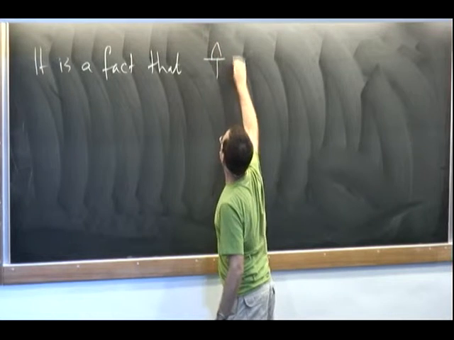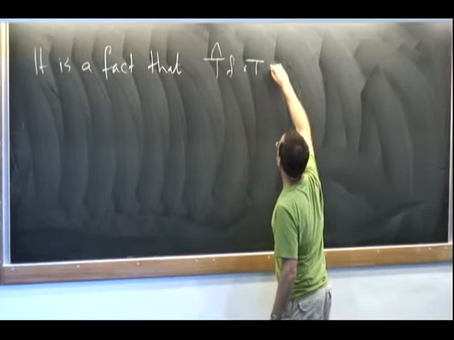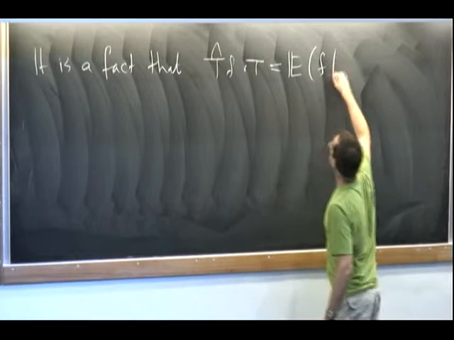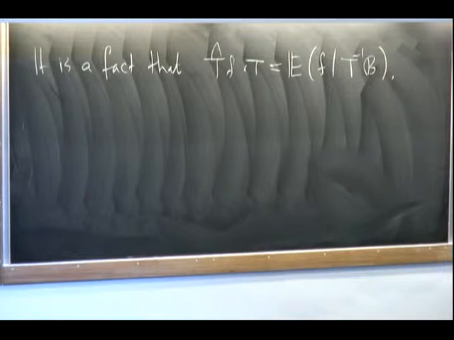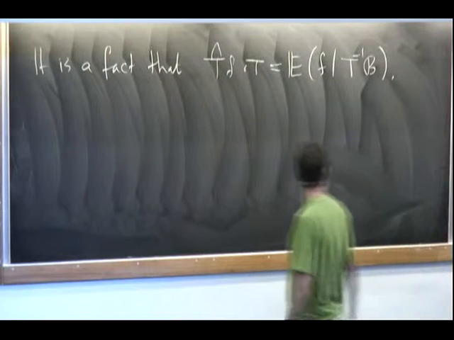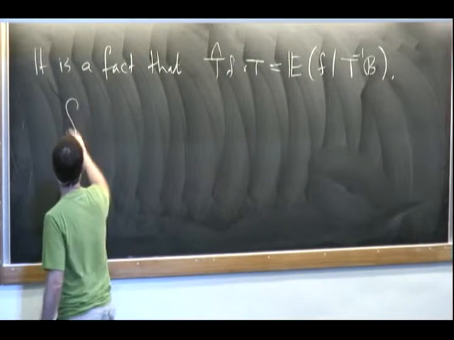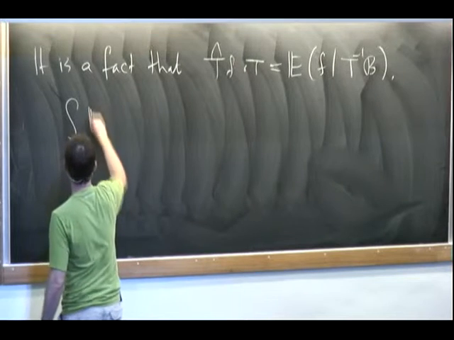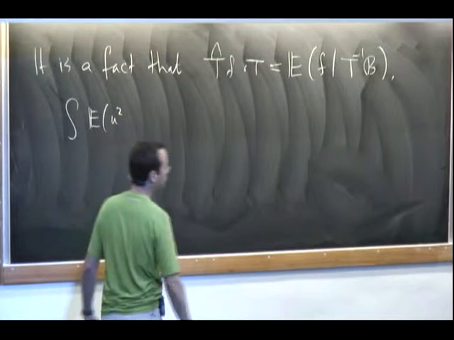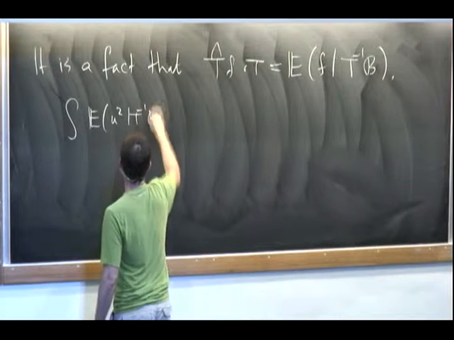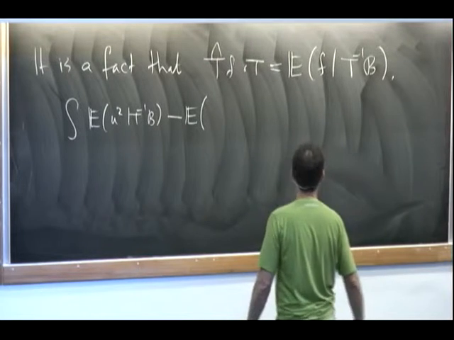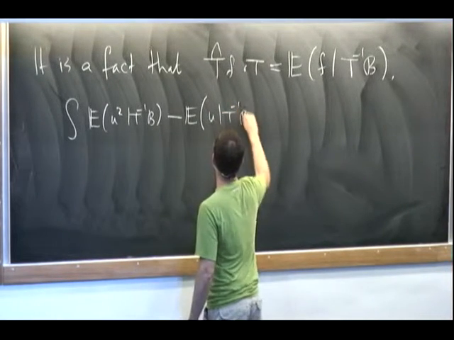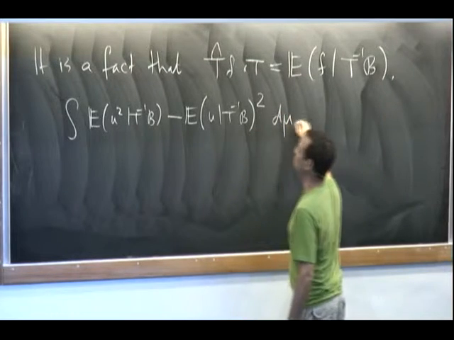That T hat f T is an average operator. It's a conditional expectation of f with respect to T minus 1 B. If you don't know what conditional expectations are, go to the notes. There is an explanation. And now what we have here is that the integral of the conditional expectation of u squared, t minus b, minus the conditional expectation of u t minus b squared, is 0.